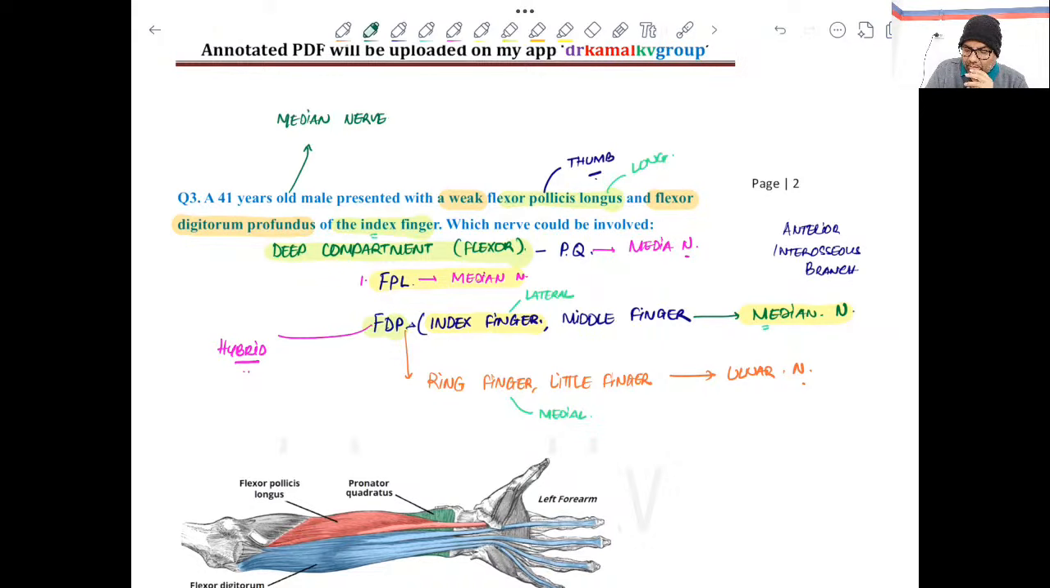And see, the term for FDP is specifically index finger, because ring finger, little finger is not supplied by median nerve. It is ulnar nerve. Clear? So if there is any involvement of FDP and the question has to be median nerve, that will specifically involve the words index finger and middle finger. Clear? And if you want to be more specific, then we can mention anterior interosseous branch. So this is very important to understand here.